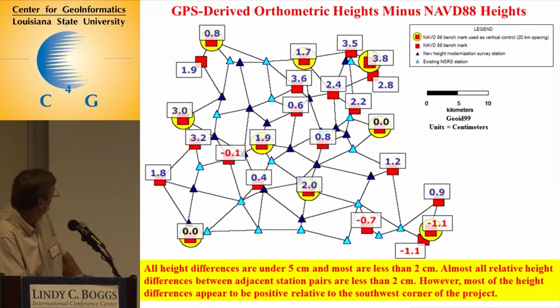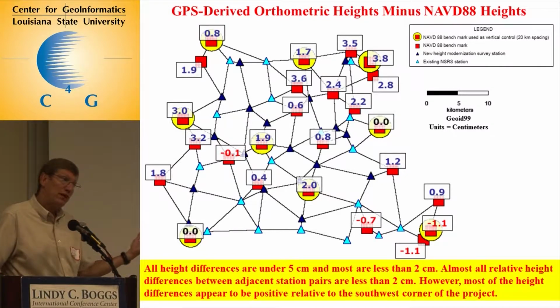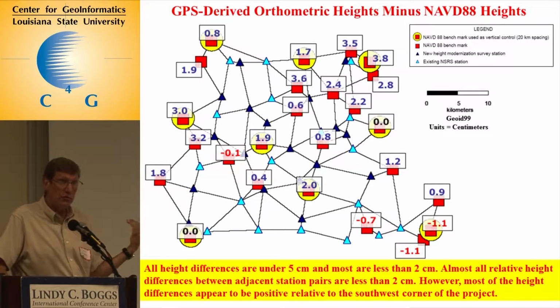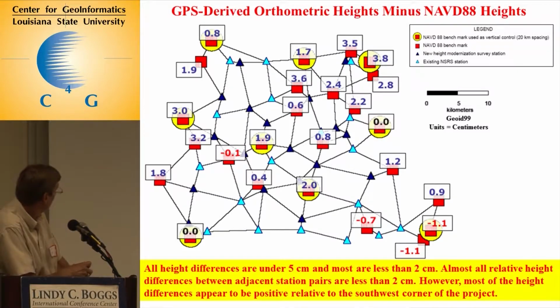0 to 1.8, 3.2, 3. Still not bad. A lot of them are under 2. But going this way, look at this one. This is 3, 3.5, 2, 2.8. Remember, we're trying to get 2 centimeters. So that gets a little large. Although the relative difference here is 1.8. Here is under 2. Here is good. Okay?